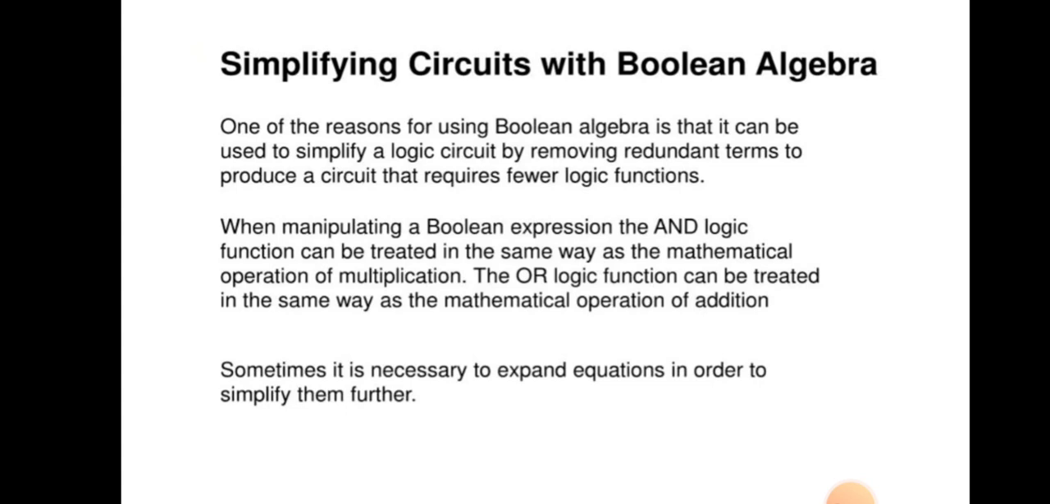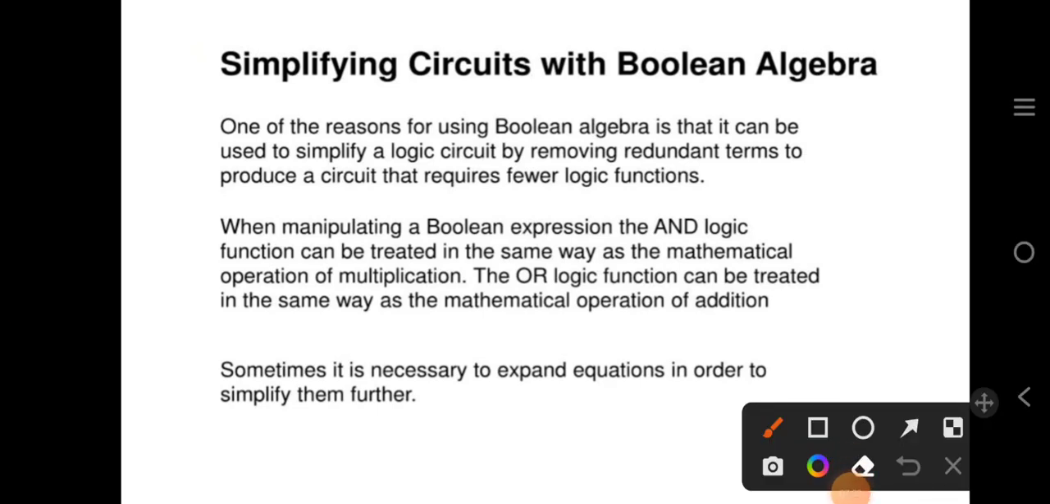So the complex circuit and the circuit of the solved equation will both give the same output. The only difference will be the number of gates used for the circuit. When manipulating a Boolean expression, the AND logic function can be treated in the same way as the mathematical operation of multiplication. The OR logic function can be treated in the same way as the mathematical operation of addition.